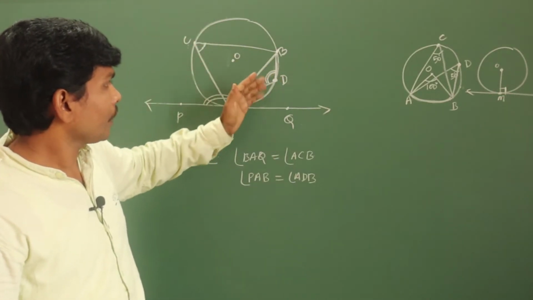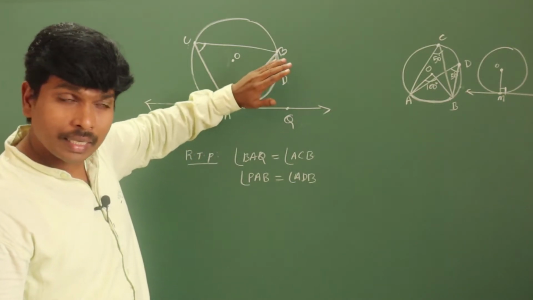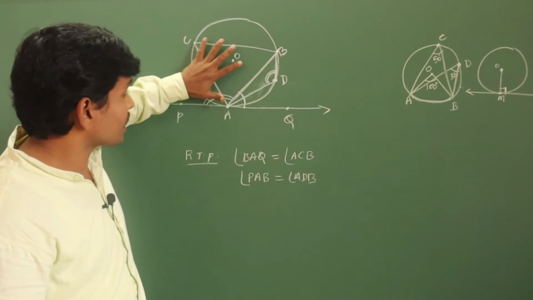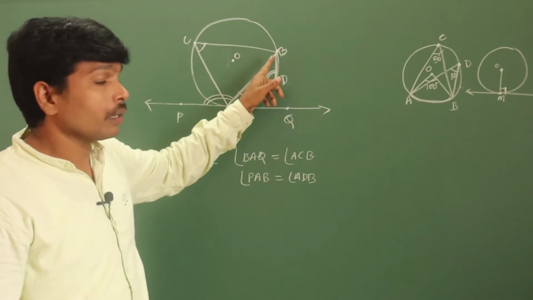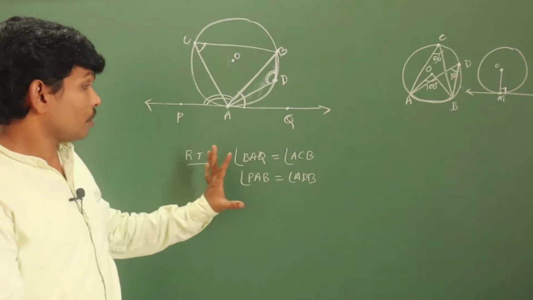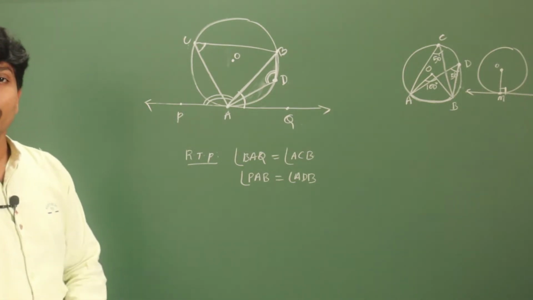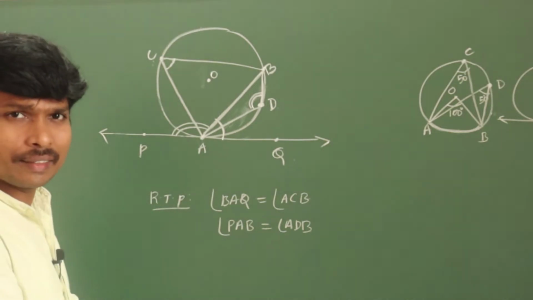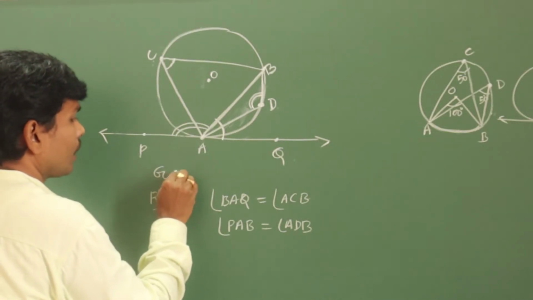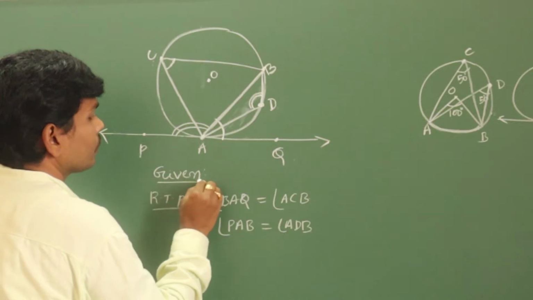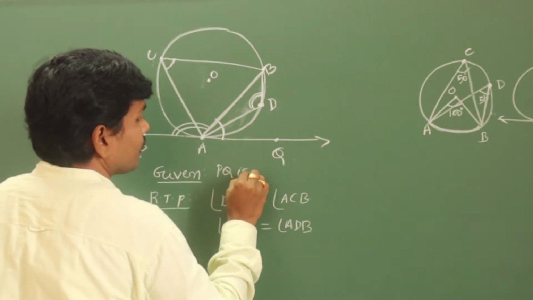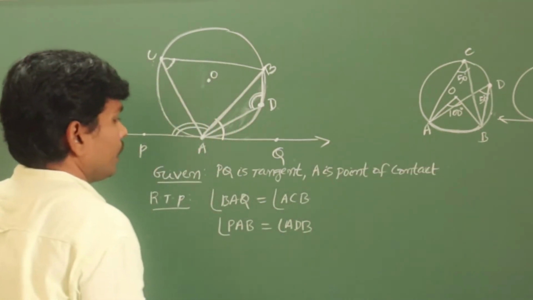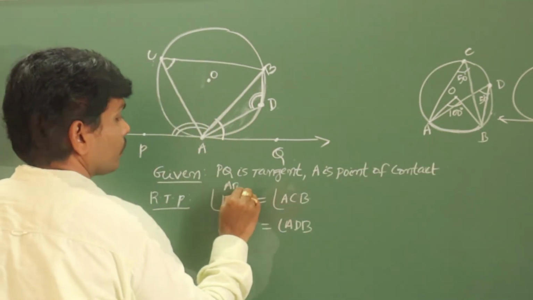Alternate segment means if the angle is in the minor segment, its alternate is the major segment side. If the angle is in the major segment side, its alternate segment is on the minor segment side. So this is possible. Shall we prove it? Given, you already know, that's why I didn't write. What is given? PQ is tangent, A is the point of contact, and AB is a chord.